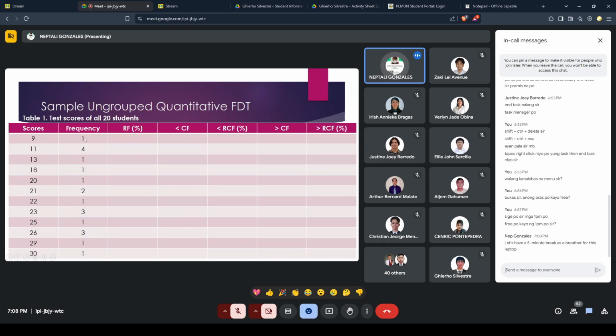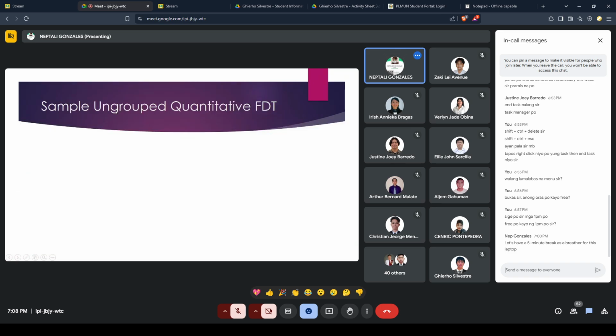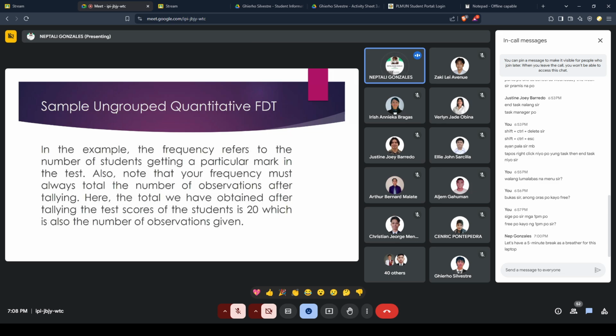To know if you are correct, just add all the frequencies and it should total to 20 because there are 20 student scores. So if you're going to count 5, 6, 7, 8, 10, 11, 14, 15, 18, 19, 20. So a total of 20 frequencies and we are correct. Same procedure with relative frequency: 1 divided by 20 because there are 20 students, times 100. So in the example, the frequency refers to the number of students getting a particular mark in the test.